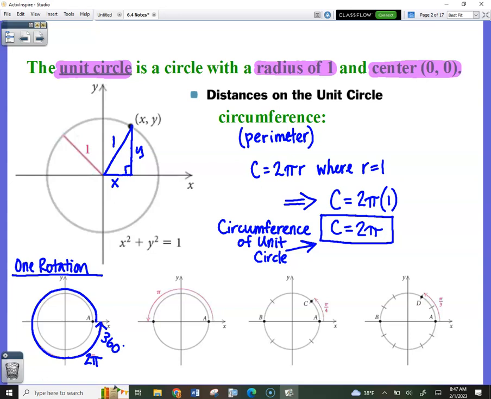Okay, so right here, you can see, starting on the initial side, if we only go halfway, which is 180 degrees, then we have covered pi distance. So I'm going to make a note. This is half a circle.